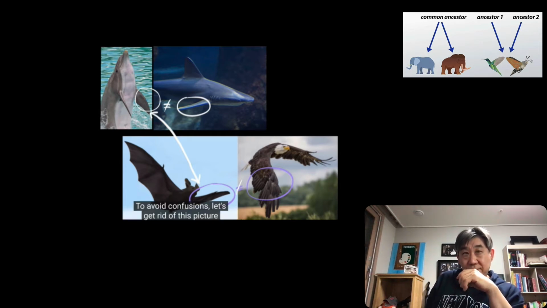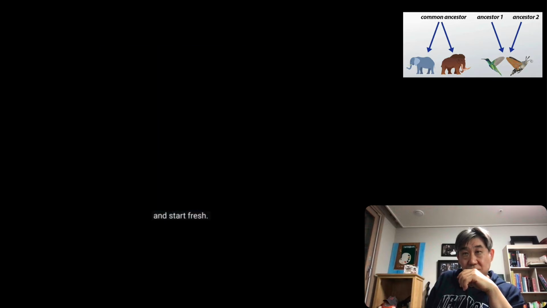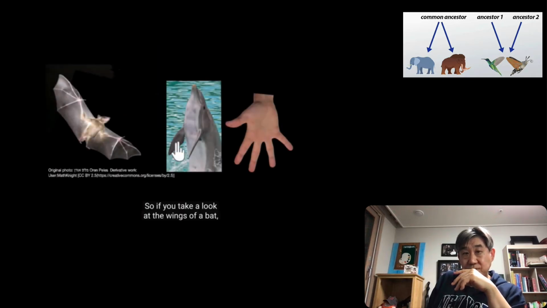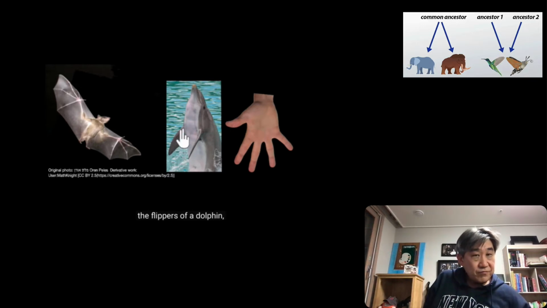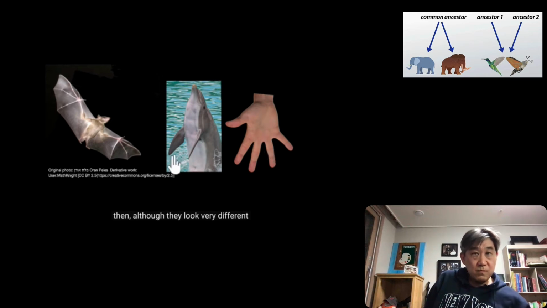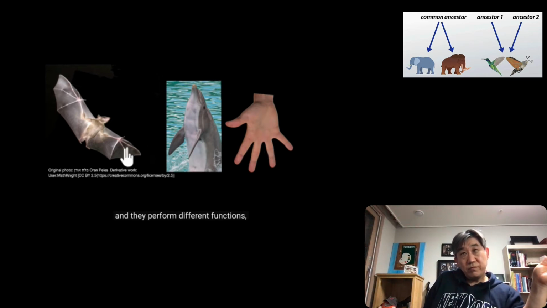To avoid confusion, let's get rid of this picture and start fresh. So if you take a look at the wings of a bat, the flippers of a dolphin, and our hands, although they look very different and perform different functions, if you look carefully at their bone structures, you'll find the bone structures are very similar.